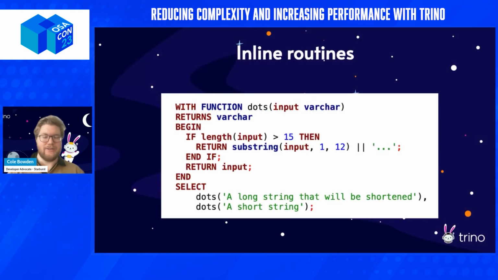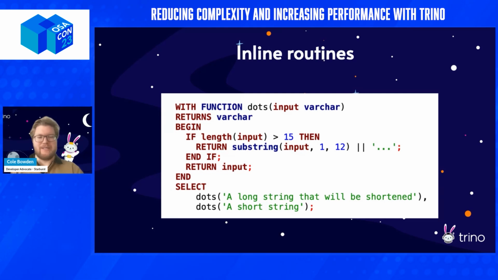There is a way to inline the SQL routines. So this is an example for a function called dots, where you're defining a function dots with an input of a varchar that returns a varchar. And if your input is greater than 15 characters, what we're doing is truncating it and appending a dot, dot, dot to the end. Otherwise, if it's less than or equal to 15 characters, it does not get truncated and is just returned normally.